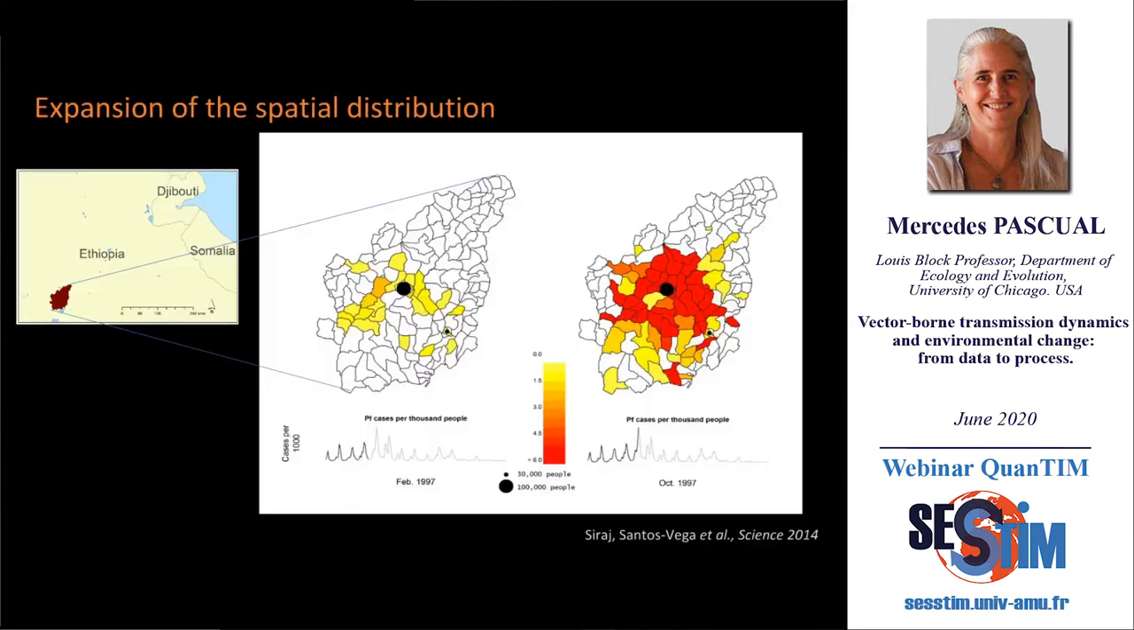And here you have an example, first of all, of how the disease expands from the low season to the high season during a large epidemic. So this happened to be an El Niño year, and you can see the spatial expansion. You can also see that we had a fairly high resolution at this level of administrative units called Kebeles, and this was very useful for the following work.